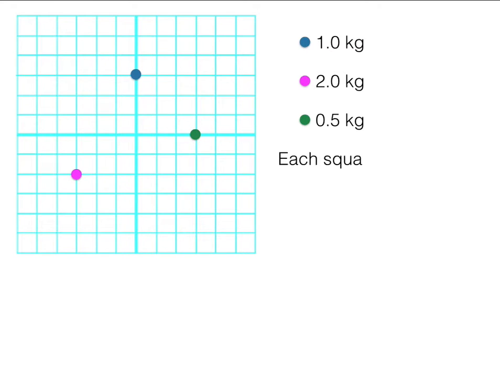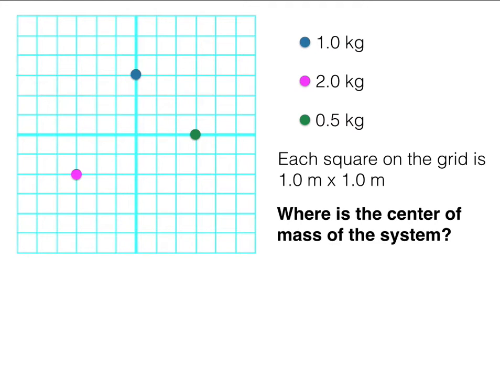All right, so let's take a look at another example. This time we will look at a 2-dimensional grid with 3 objects on the grid. And this time, when we find the center of mass, it's going to be an ordered pair. There's going to be an x position for the center of mass and a y position for the center of mass. We're going to say that each square on the grid is 1 meter by 1 meter, and that the origin is right at the center of the grid. The question is, where is the center of mass of the system?